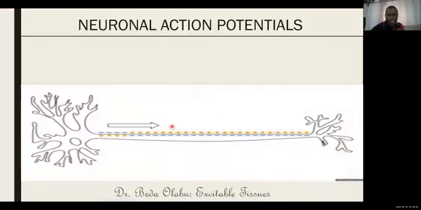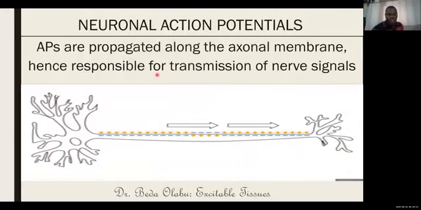Now, action potentials in neurons are propagated along the axonal membrane. The cell membrane wrapping around the axon is the one that propagates the action potentials. And these action potentials are the ones responsible for transmitting nerve signals. So signals are transmitted along the cell membrane of the axon.